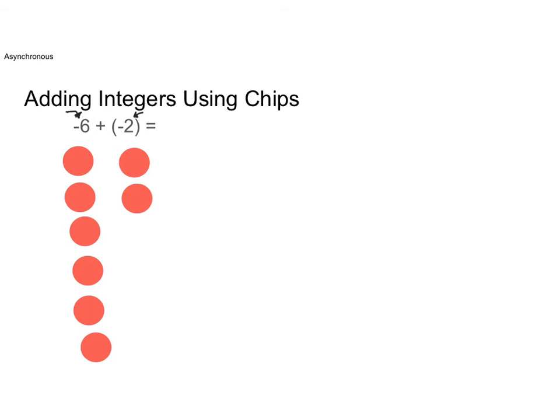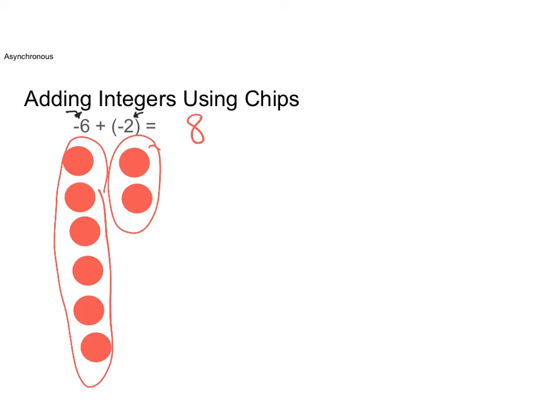Great. Now I have 6 negative chips plus 2 more negative chips. So how many negative chips do I have altogether? Well, this is actually easier because my signs are the same. So I just add my chips together. So I have 6 here, 6 here, and plus 2. So I have a total of 8 chips. My answer is negative 8 because these are all negative chips. Let's go on to the next page.